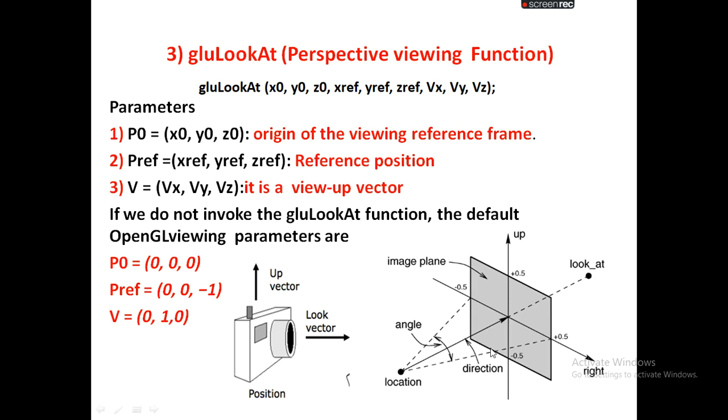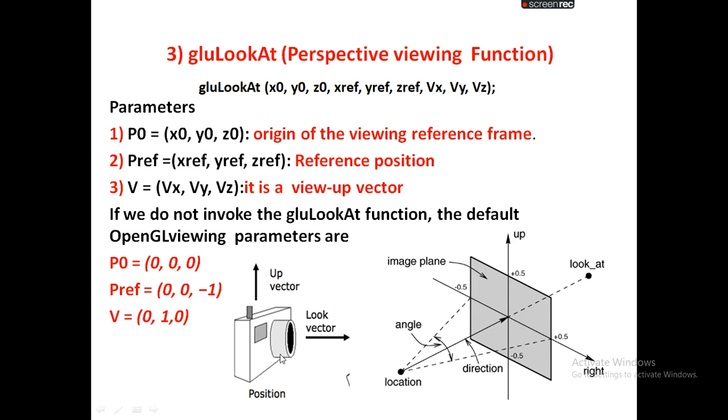Now, here we need to decide three things. Our origin of the camera is nothing but P naught, this is our P reference point, and this is the up vector, which is nothing but the y-axis value. So this is the real camera and this is the synthetic camera.